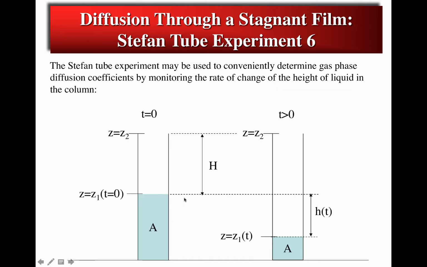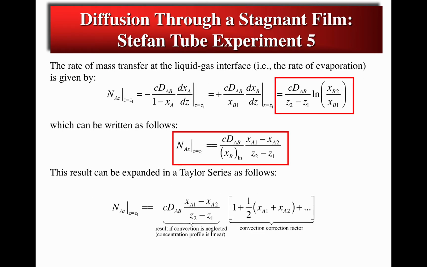That is, the flux is equal to the diffusion coefficient times delta C over delta Z. And now, not to neglect our friend the convection term, expanding this logarithm term for x sub b, you get the result that's shown here, and you should verify that. And so in cases where the mole fraction of A in the gas phase is small, one can expect these convective effects to be negligible and the flux to be given by the simple diffusion only result.